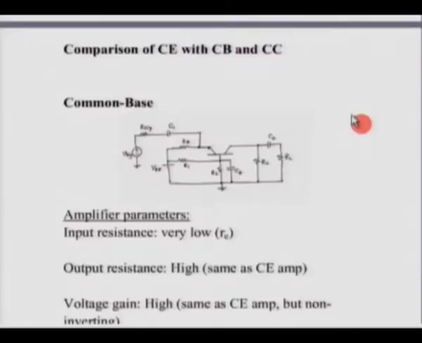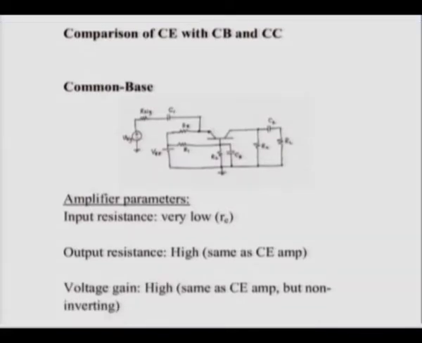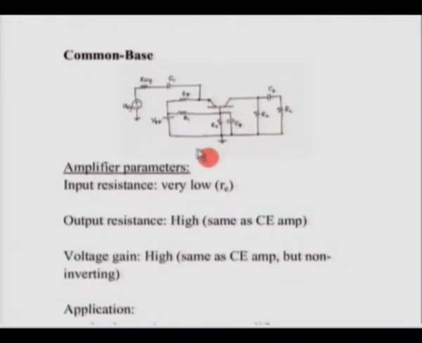Now having done the common emitter amplifier in some detail, let us have a quick comparison between the common emitter amplifier and common base as well as common collector. We will not have time to look into the detailed analysis of both common base and common collector. What I have shown here is a typical circuit which you would use for a discrete common base amplifier.